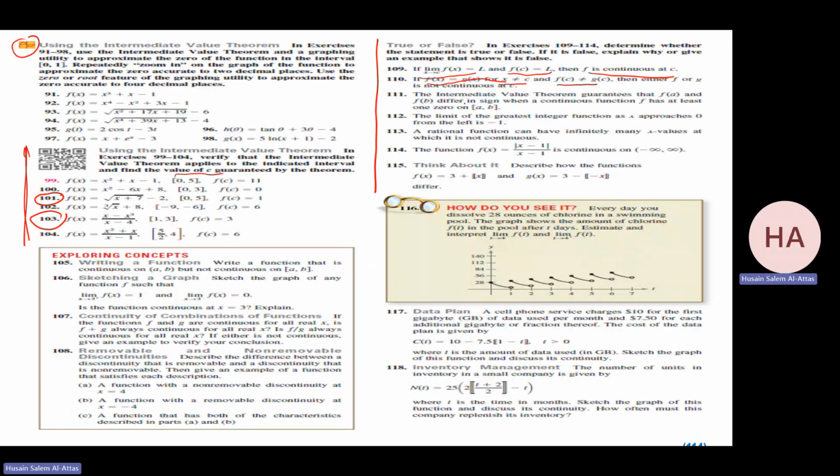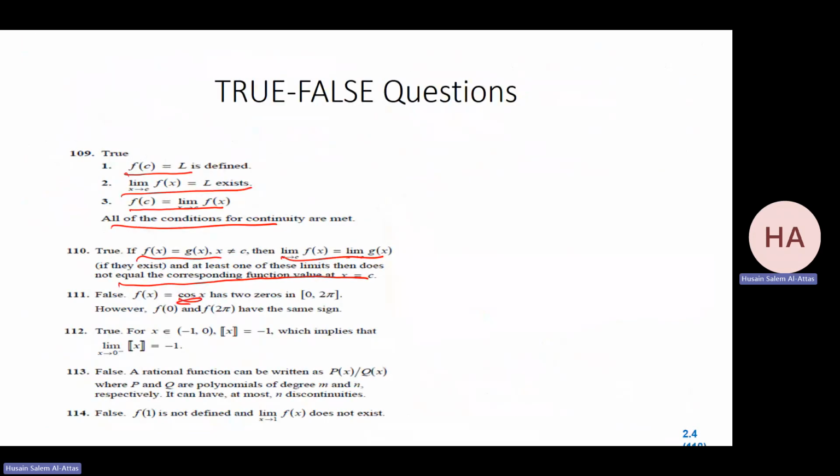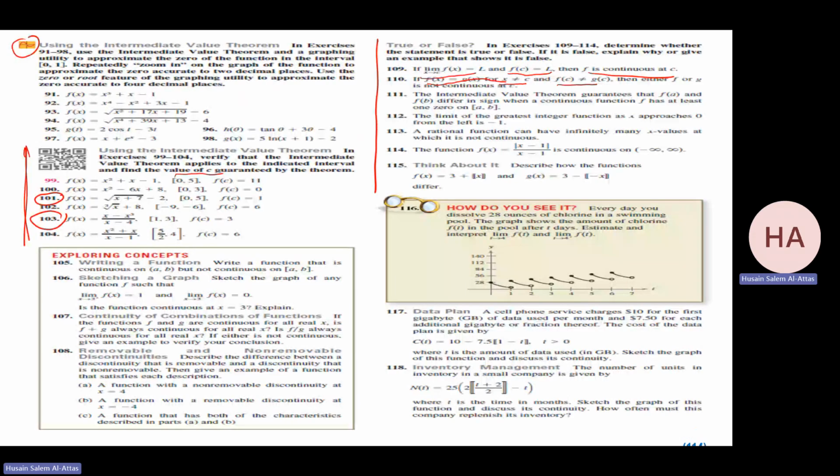The intermediate value theorem guarantees that f of a and f of b differ in sign when a condition has at least one zero. He's saying the opposite. If I have a zero, does that mean f of a should differ in sign? No. And he gave you an example here. Look at cosine between 0 and 2 pi. F of 0 and f of 2 pi have the same sign, but there are many zeros between them. So the opposite is not true of this intermediate value theorem.